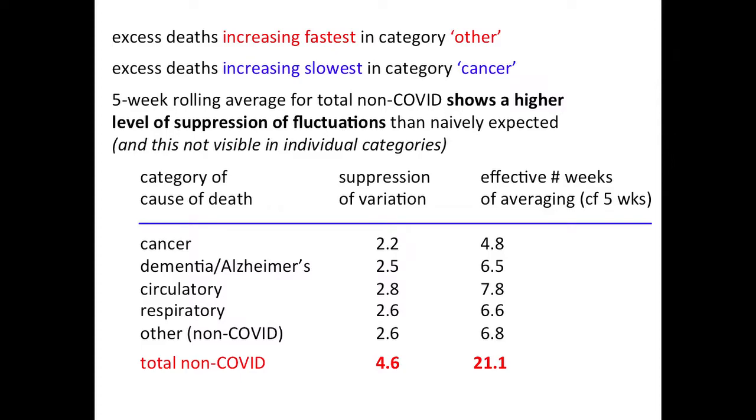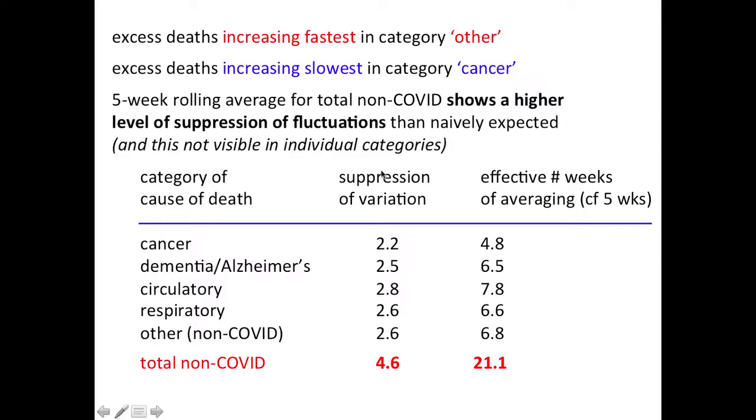So just to summarize this here then, the category with the fastest increasing excess deaths is the category other. And as we saw earlier on in the talk, that's also the category that has by far the largest number of excess deaths. It accounts for over half of the non-COVID excess deaths over this period. And the slowest is cancer, which I think is roughly constant over this period, although giving a significant contribution to excess death.